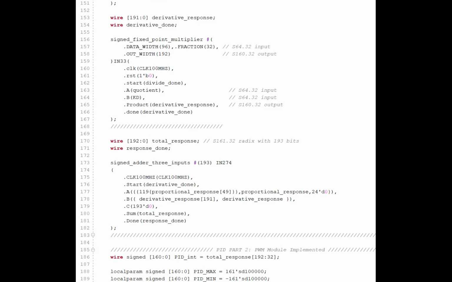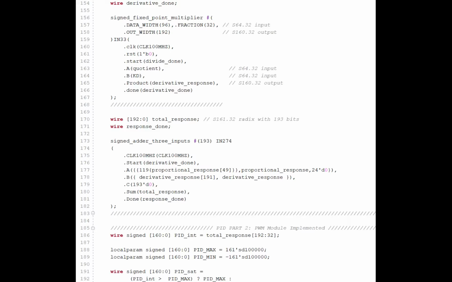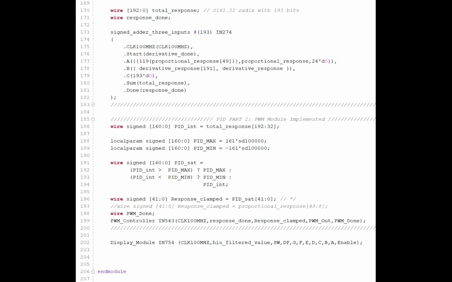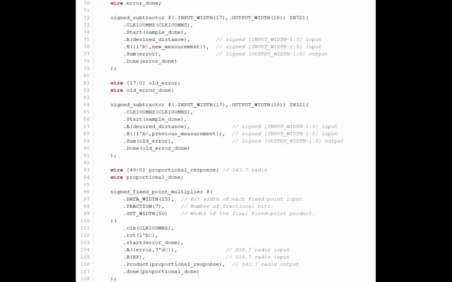On lines 153 to 167, we multiply the result of the division by KD to produce the derivative response. The multiplier is configured to accept S64.32 inputs and generate an S160.32 output. Since both the quotient and KD are already in correct format, they are passed directly into the multiplier. Lastly, on lines 170 to 182, we add in the derivative response using a 3-input signed adder. To make the derivative response compatible with this adder, it is sign extended and aligned before the addition. At this point, no additional modifications are needed, and the derivative response is fully implemented.